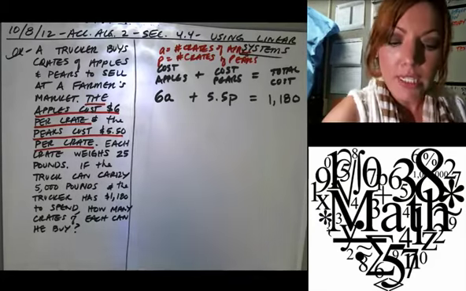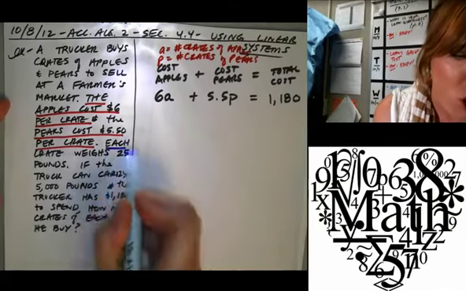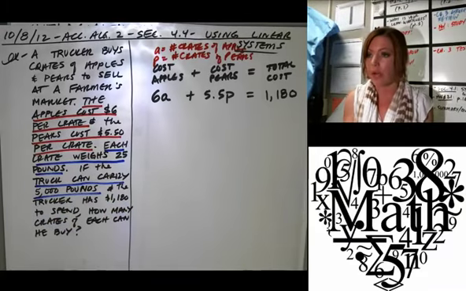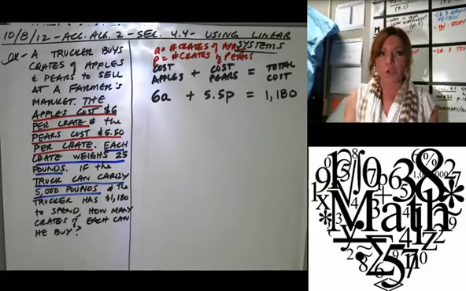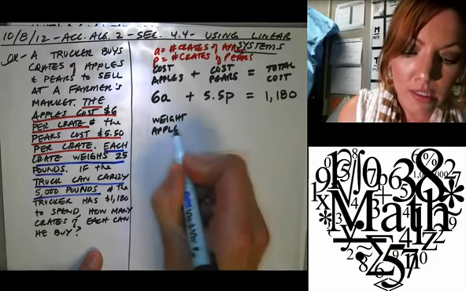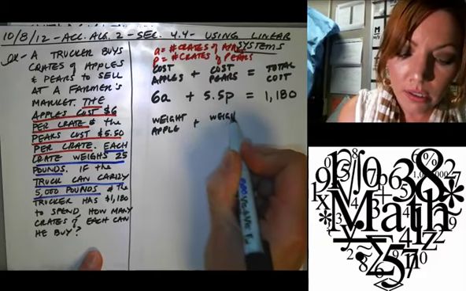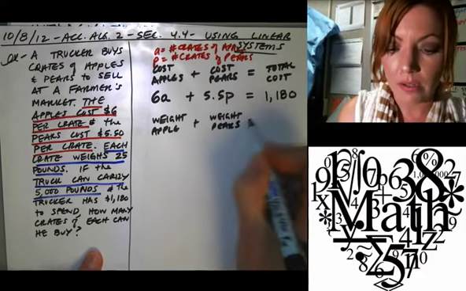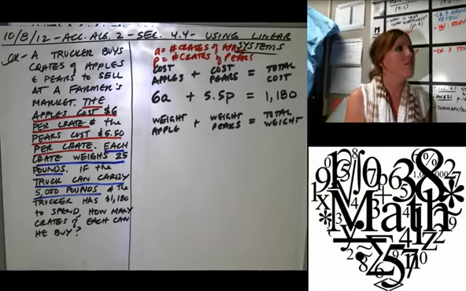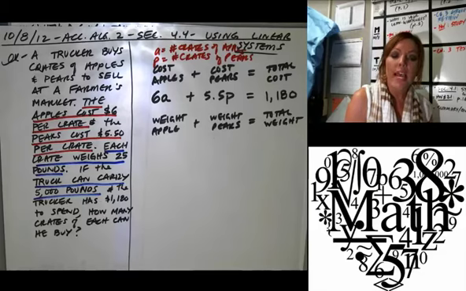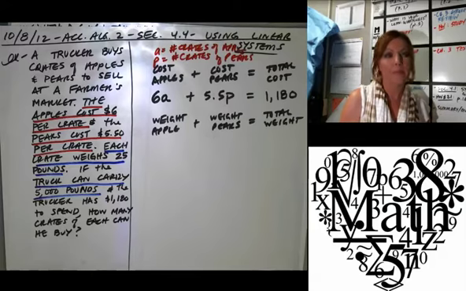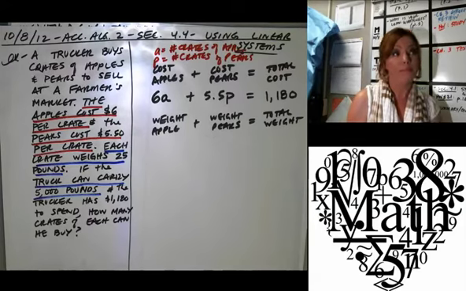So now we want to use the second piece of information that we're given. Each crate weighs 25 pounds, and the truck can carry a total of 5,000 pounds. So, would you all agree that the weight of the apples plus the weight of the pears gives us the total weight? Clap if you agree with that. Okay. Now, what does it say about how much each crate weighs in this problem? It says something about that. How much what? 25 pounds.